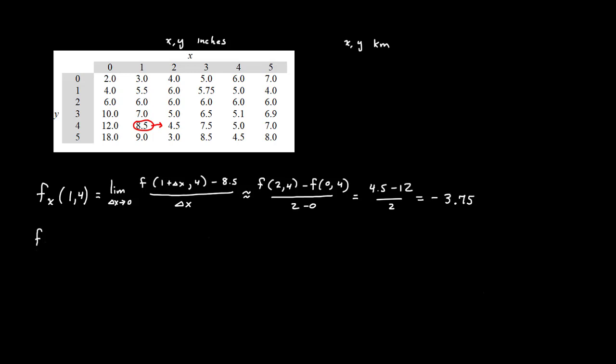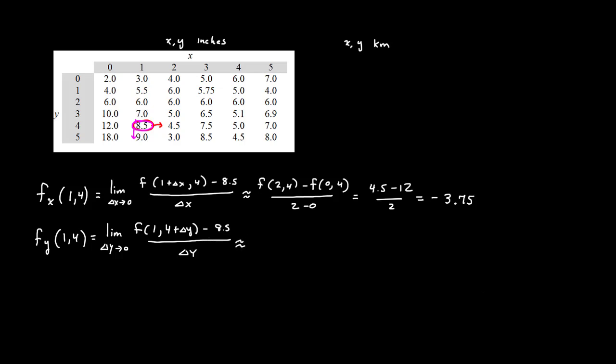Okay, next one. The partial derivative of f with respect to y at the point (1, 4). Let's draw what we're trying to find here. So at this point, what is the rate of change in our function f as we increase in y? The exact answer would be the limit as delta y approaches 0 of f(1, 4 + delta y) minus f(1, 4), which we said was 8.5, all over delta y.